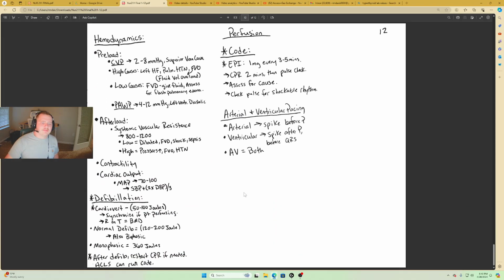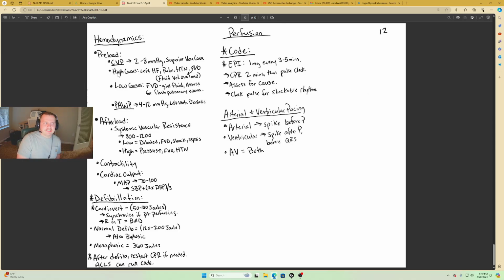Now just moving on to some hemodynamics. I'm just going to go over some general numbers, terms, procedures, I guess. Preload. CVP has to do with preload, and you want to be between 2 and 8 millimeters of mercury in the superior vena cava.